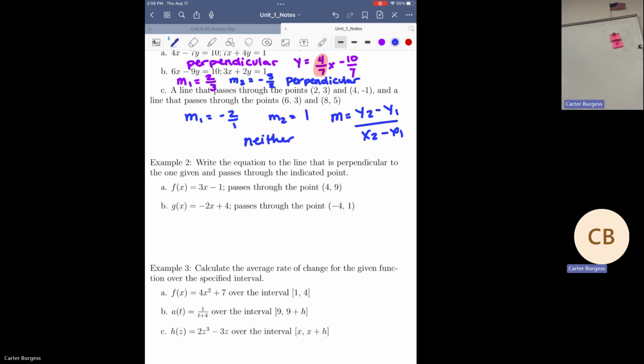So looking at A, if the line that we are given is 3x minus 1, what is going to be that perpendicular slope to what we see here? So m perpendicular is going to be, well, the original slope is 3, so what's the perpendicular slope going to be?